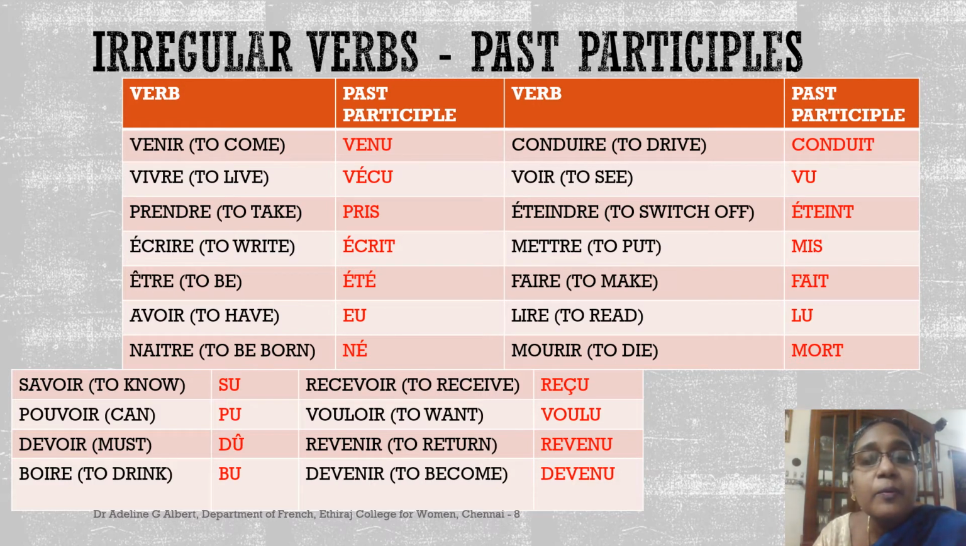So for venir, what is the past participle? It is venu, V-E-N-U. Now this is the same thing for revenir. This is the same thing for devenir. I just have to put R-E or D-E in front of it. Whenever you see a verb that has venir in it, remember that you just replace the venir with venu.